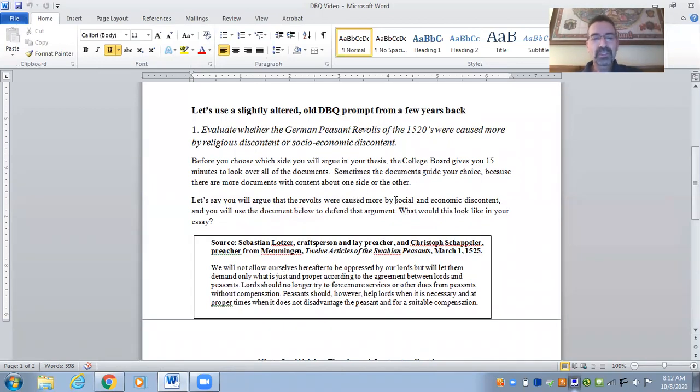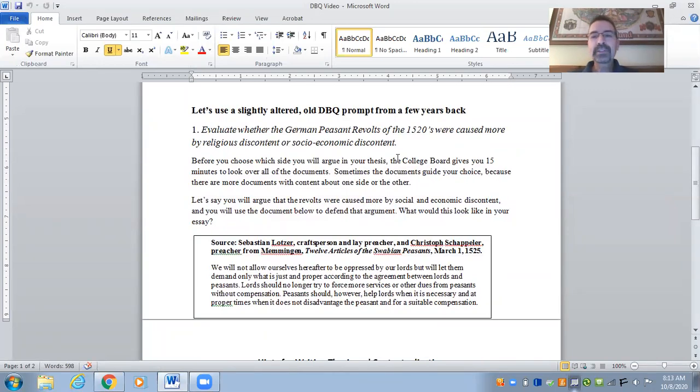So just as a reminder, what would that look like for your thesis? Your thesis would basically say that the German peasant revolts of the 1520s were clearly caused by social and economic problems. And then remember, you have to continue that thesis by saying because, or as is evidenced by, or something, and you have to give a couple pieces of evidence to tell the person why you think that it's mostly a social and economic problem.